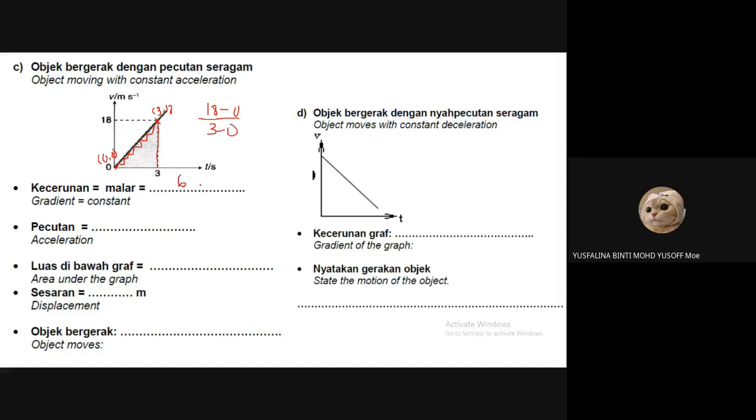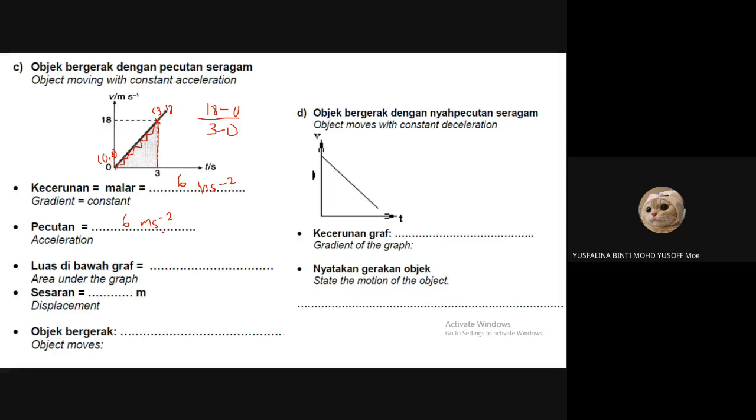So 6, what is the unit? m/s². And we already know the gradient represents the acceleration. So if the gradient is 6, the acceleration should also be 6 m/s². So for this one, the acceleration is 6 m/s².